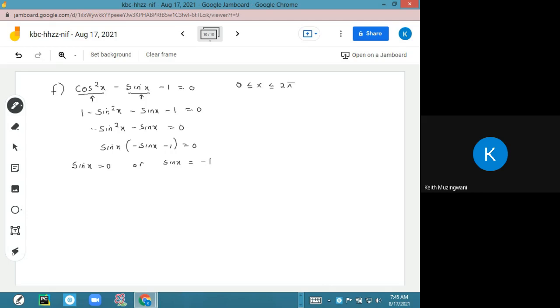Now when is sine 0? Sine is 0 at 0, also at pi, and at 2 pi. 0, 180, and 360. Negative 1 at 270, 3 pi over 2.